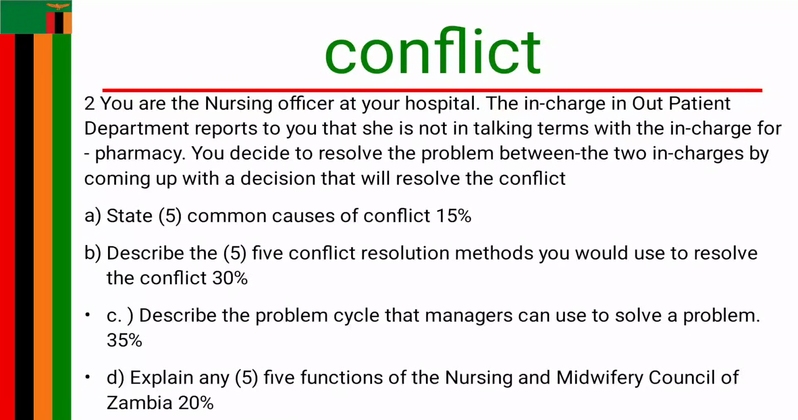The fourth one is professional development. NMCZ provides guidance as well as support for continuous education and professional development opportunities for the nurses and midwives. The fifth one is ethical oversight. When we talk about ethical oversight, it means that Nursing and Midwifery Council of Zambia enforces ethical standards and code of conduct within the nursing and midwifery profession. They also investigate complaints and take disciplinary actions when necessary.